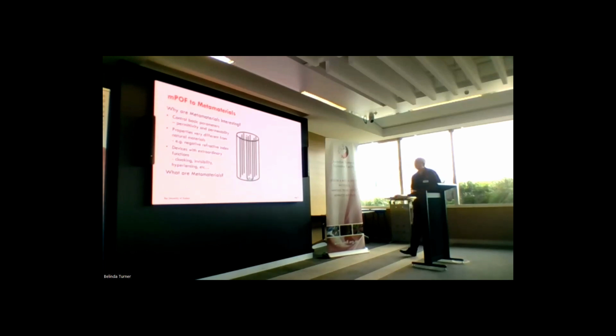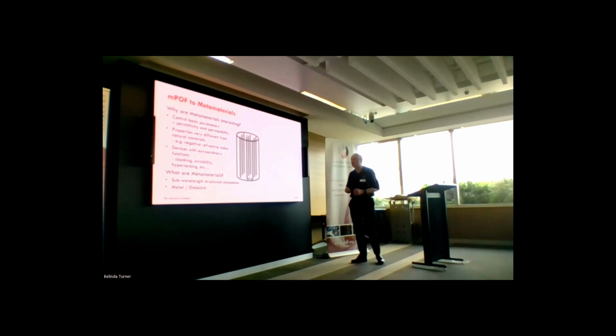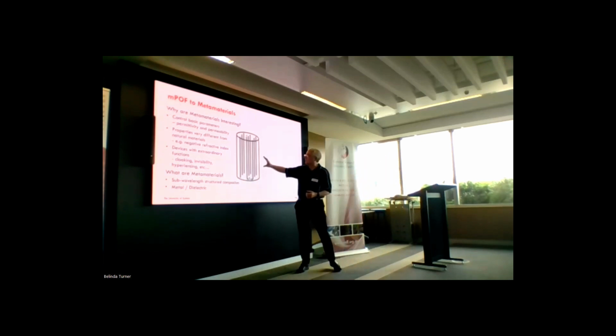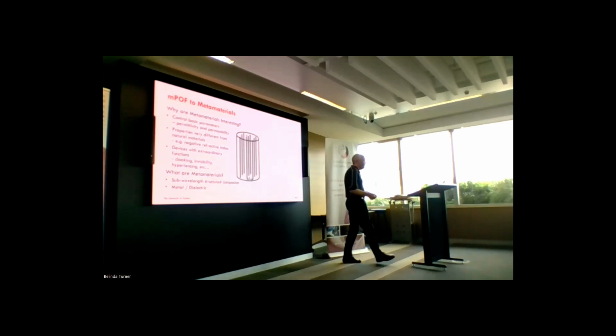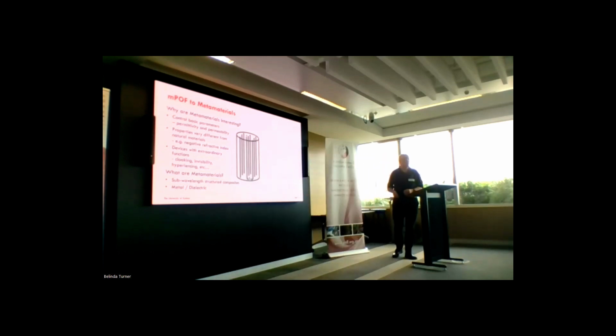What are they? So the most basic structure looks like this. They are sub-wavelength structured composites, and typically they're metals and dielectrics. So what I'm showing here is an array of very fine wires with precise spacing embedded in a dielectric. And if you look at that, it looks rather like one of those microstructured polymer optical fibres, but instead of having an array of air holes, it's got an array of metal wires in there.